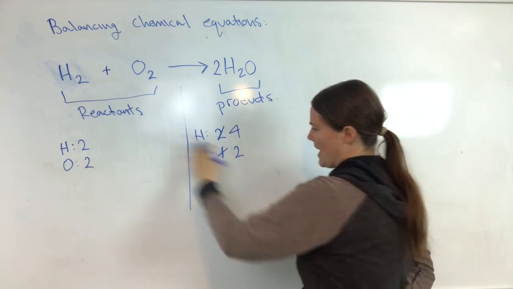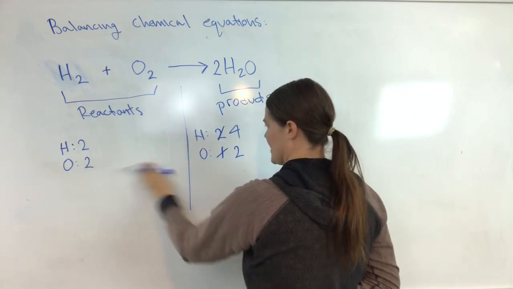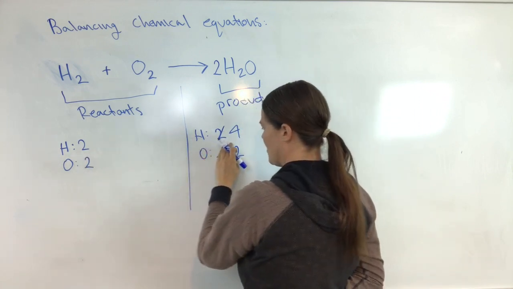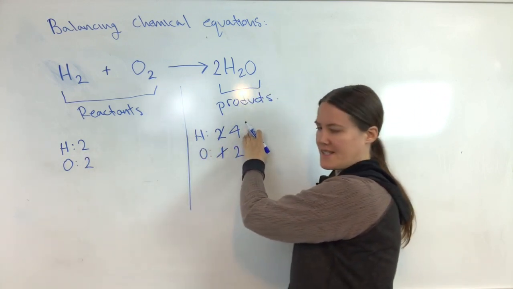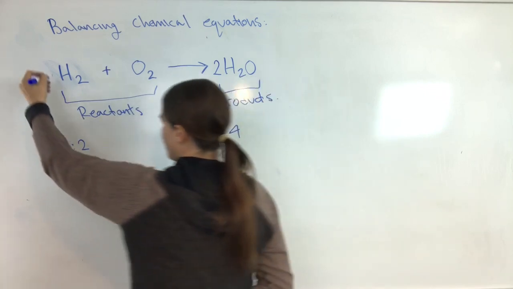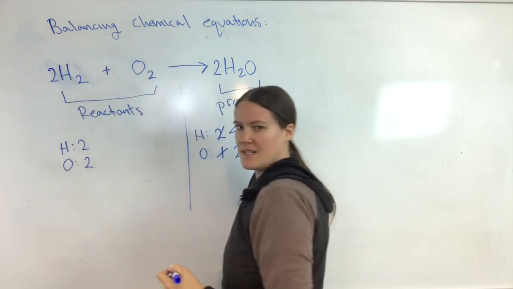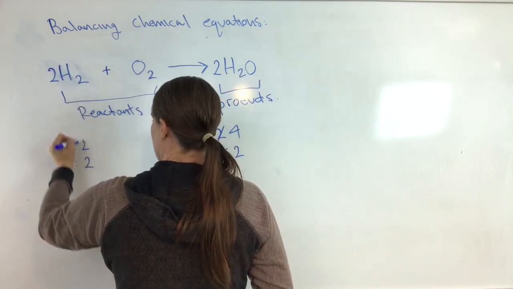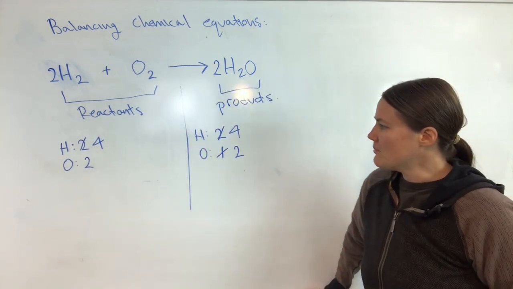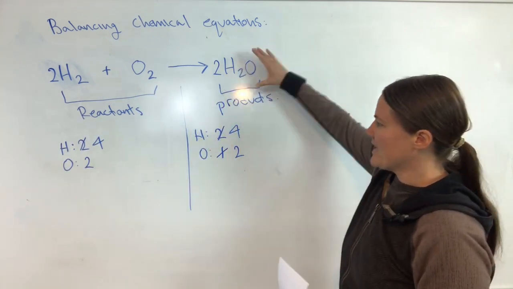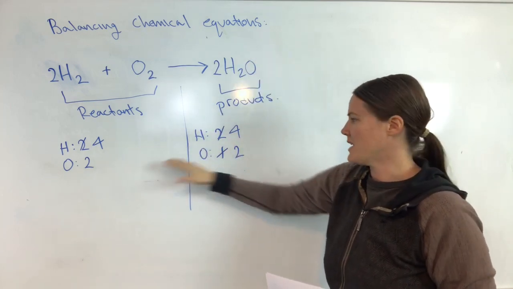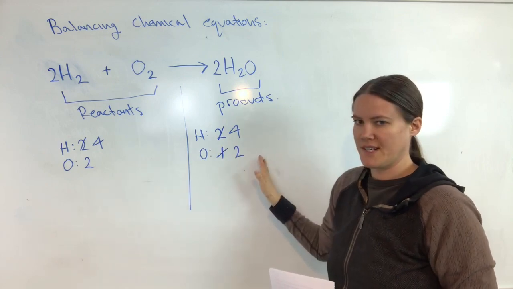So now we need to go back and look. Okay, now the oxygens are balanced because we have 2 on both sides, but now the hydrogens aren't balanced because we have 4 hydrogens on this side and 2 on this side. So we need to add more hydrogens to this side. So I'm going to put a 2 here in front of that hydrogen, and so now I have 4 hydrogens. And this equation is now balanced. We have 4 hydrogens on both sides and we have 2 oxygens on both sides.